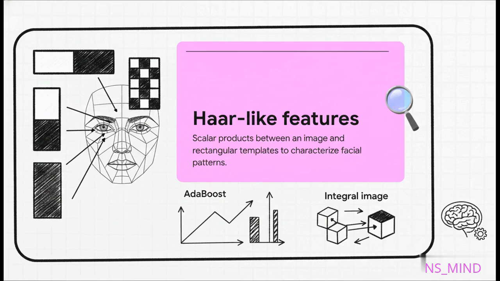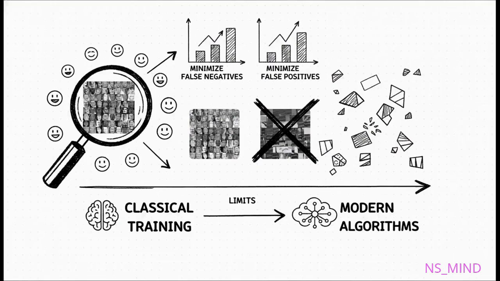Now, to make this lightning fast, they invented this brilliant trick called the integral image to compute these features at a massively reduced computational cost. Then, they used a committee learning algorithm called AdaBoost to sift through hundreds of thousands of possibilities and select only the absolute best features. And if we look at the training process, it's pretty wild.